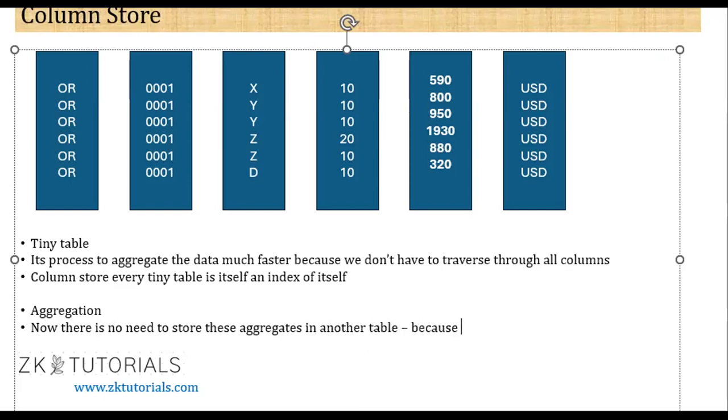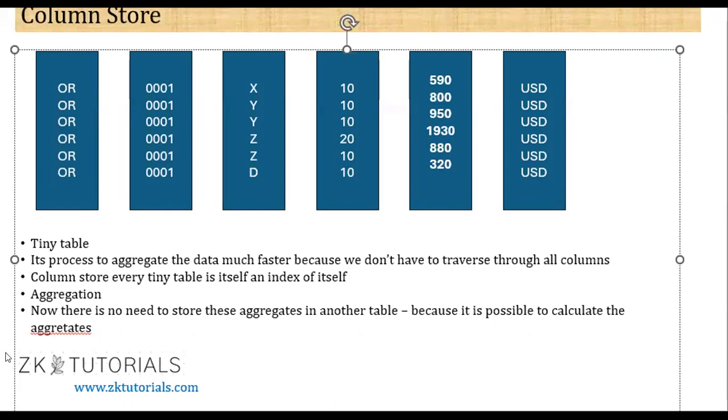Why? Because it is possible to calculate the aggregates. What are aggregates? Basically, they are minimum, to calculate the minimum, maximum, or sum or a count. Now what we can do in this column store, we can calculate these on the fly.